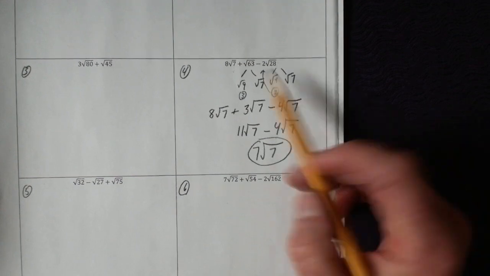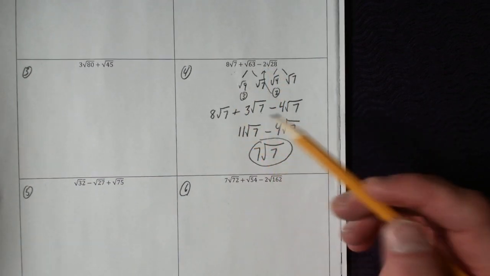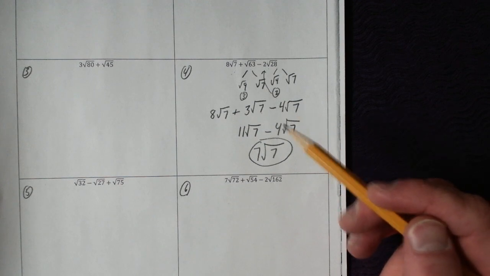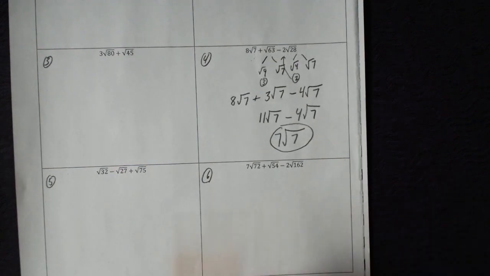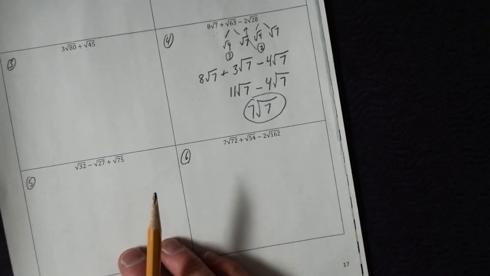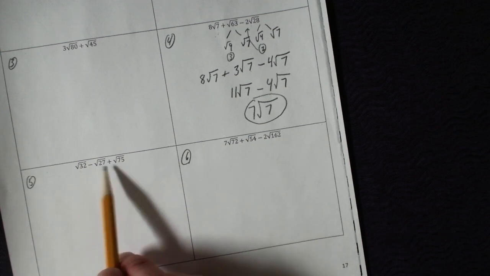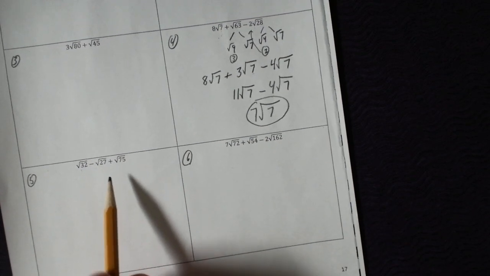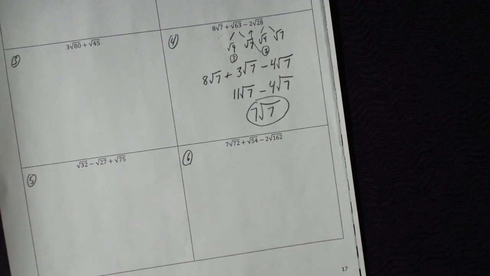So we took 3 different terms and broke them down. They all had a 7 inside, which was good. That does not always happen. Let's go to question 5. Now I notice with question 5 I have no numbers on the outside, and all these numbers are different, and they look like they all need to be broken down.